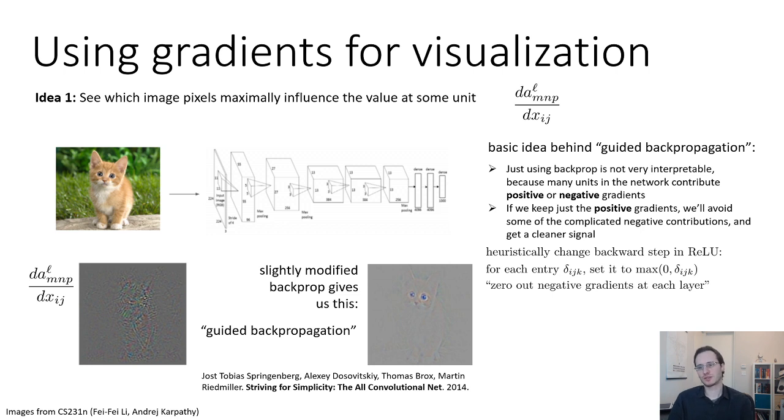So why does this work? It's not entirely obvious. The intuition is that it kills off these negative gradients, these inhibitory gradients, and the inhibitory gradients tend to be much more complicated than the gradients that support a particular unit. So by keeping only the positive gradients, only the gradients that make the unit fire more, and removing the ones that make it fire less, it seems like we're able to recover much more interpretable impressions of what a particular unit is looking for. But it's a little bit of a heuristic.